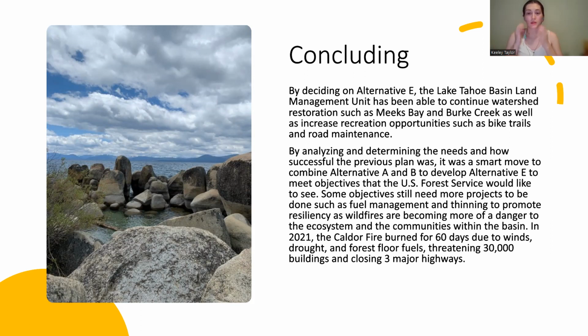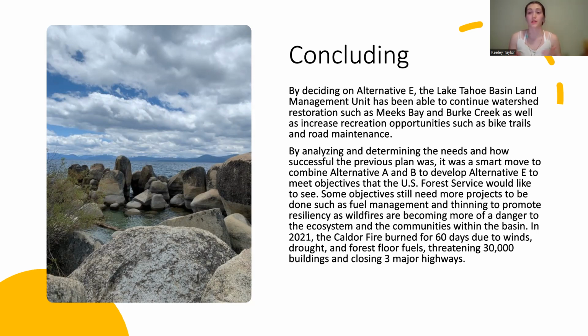And you can see in the current years, because the forest plan revision was done and chosen in 2016. It's 2023 now, so we were able to see a lot of watershed restoration, such as Meeks Bay and Burke Creek, as well as a lot of recreation opportunities such as bike trails, road maintenance, also improving a lot of campsites and other recreation opportunities. And then there's still some that need to be more met, some more projects to be done, such as fuel management beginning to promote resiliency.